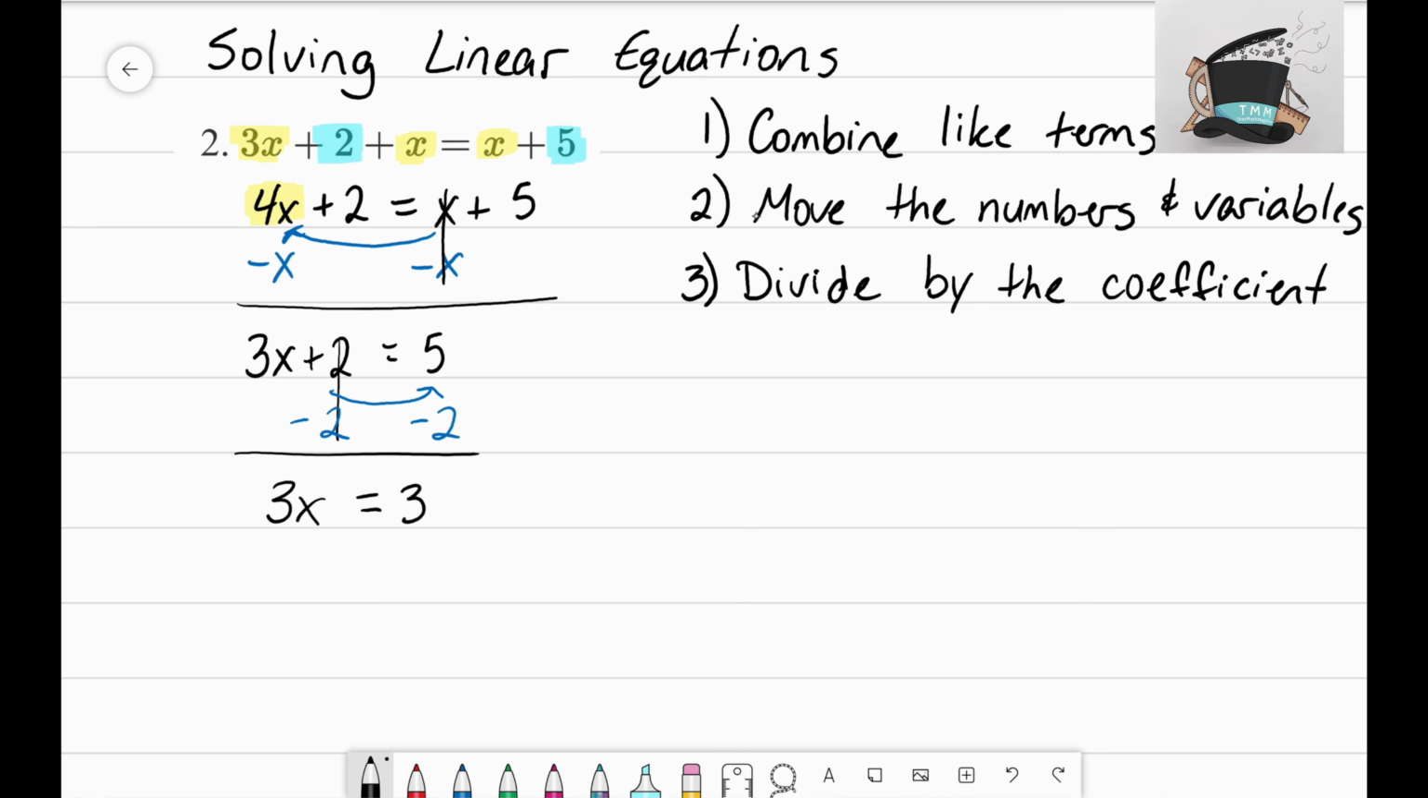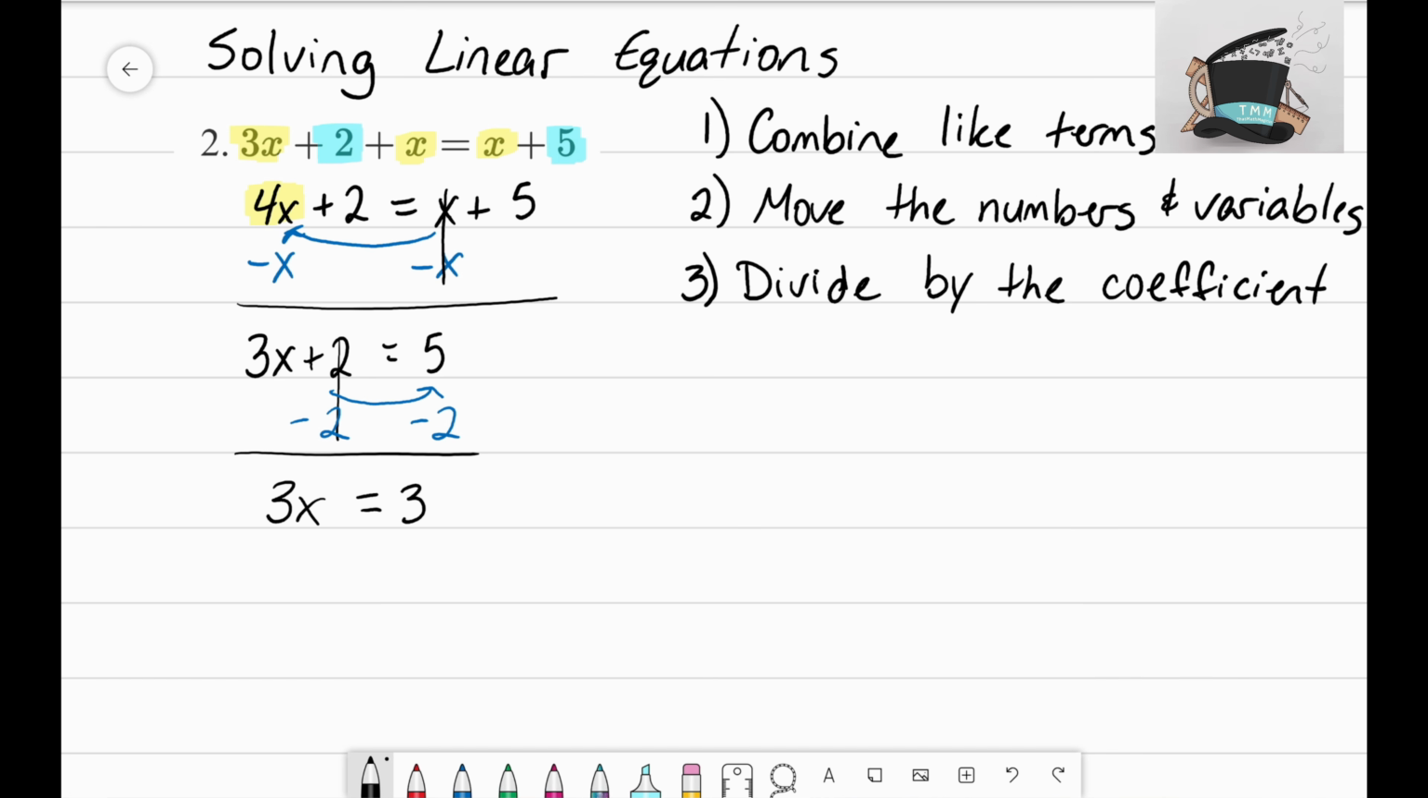All right, so we have completed step 2. We moved our numbers and we moved our variables. We moved our variables to the left side, and then we moved our constants to the right side. Now you could swap it if you wanted to. We could have taken the 4x and subtracted it over, and then we could have subtracted the 5 over, and we still would end up with the same answer. It doesn't matter which way you want to move the numbers and the variables.